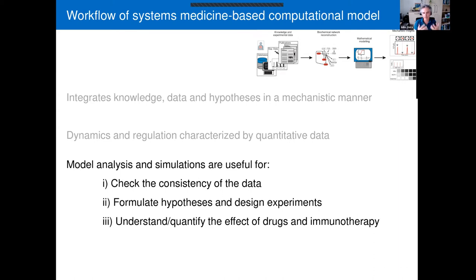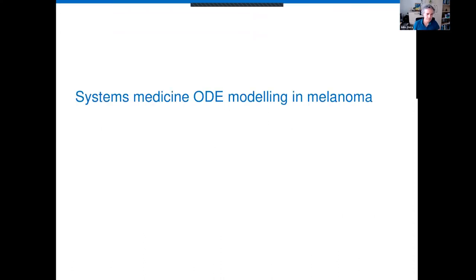And one can use computational algorithms and model simulations, for example, based on this type of systems medicine models, to check the consistencies of the quantitative data we have produced, to help us formulating hypotheses or designing experiments. And finally, and this is, I think, the key point for us here today, to help us understanding and quantifying the effect of drugs and the effect, for example, of immunotherapies.